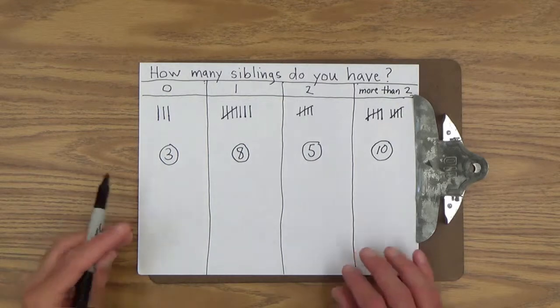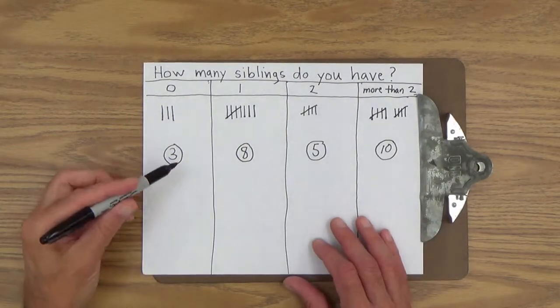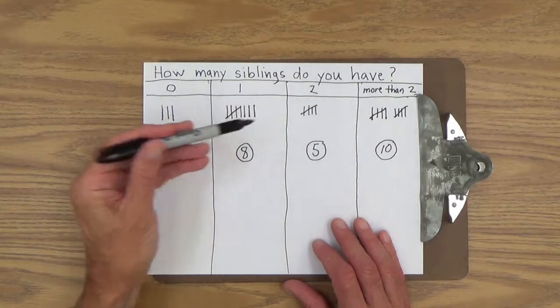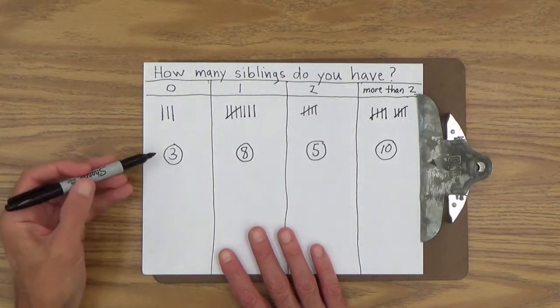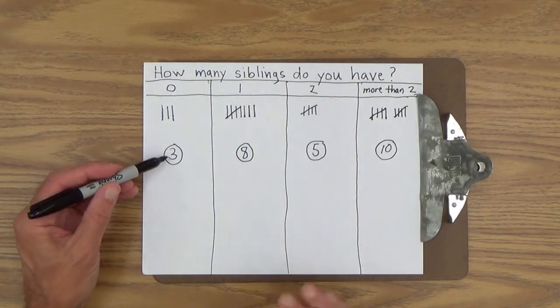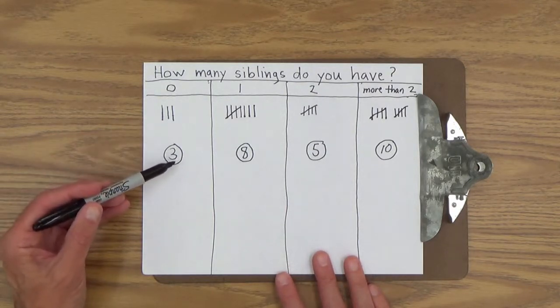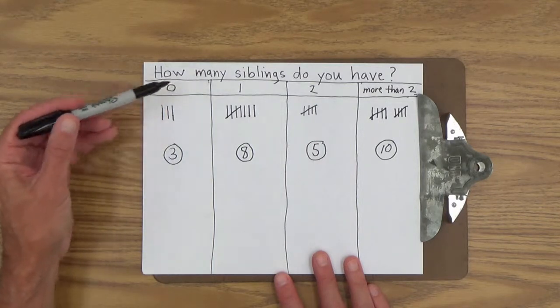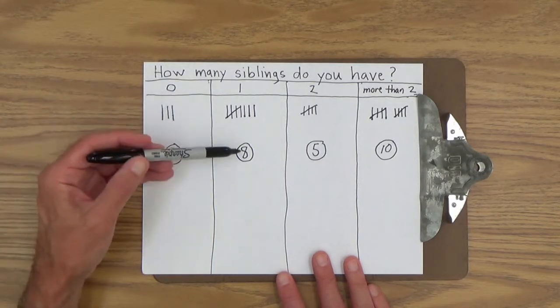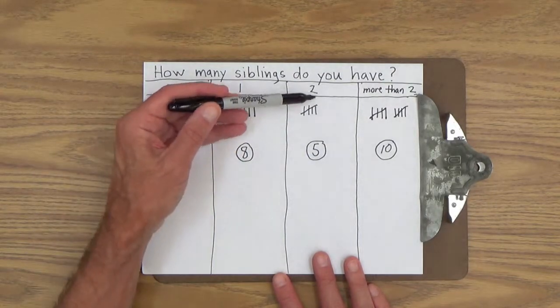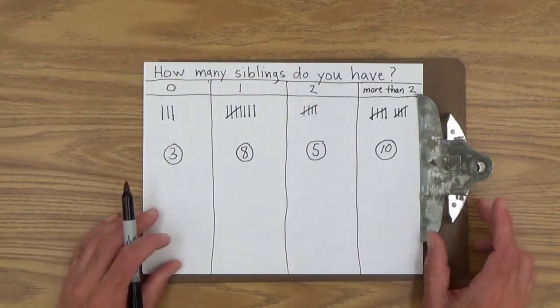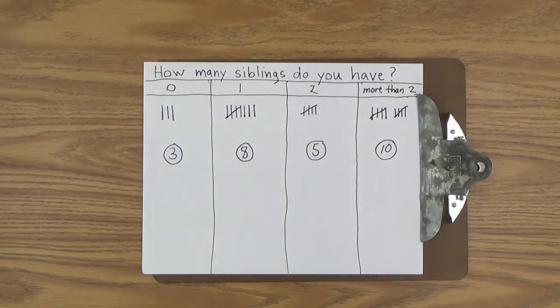And I actually forgot one last step here of this multi-column survey. How many siblings do you have? As you can see, you could have your child do this, write in the numbers that relate to the tally marks here. 3 said none. 8 have 1 sibling. 5 have 2. And 10 had more than 2. And then you could do with this what you always do with graphs and surveys. You could compare the numbers and talk a little bit about the results of the survey.